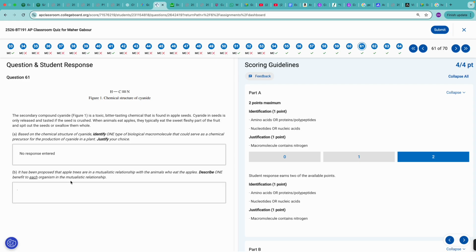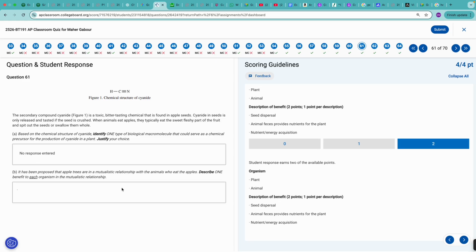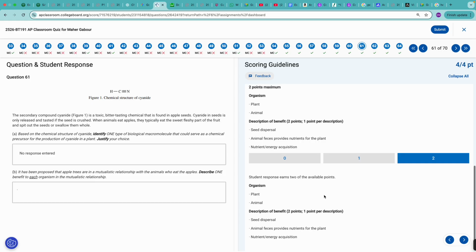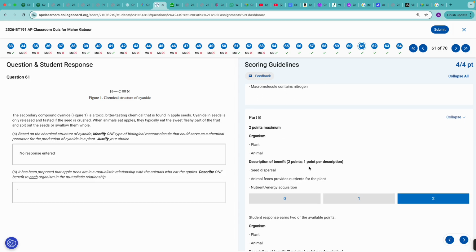Okay, part B. It has been proposed that apple trees are in a mutualistic relationship with the animals who eat the apples. Describe one benefit to each organism in the mutualistic relationship. So we need to identify one benefit each for the plant and the animal.